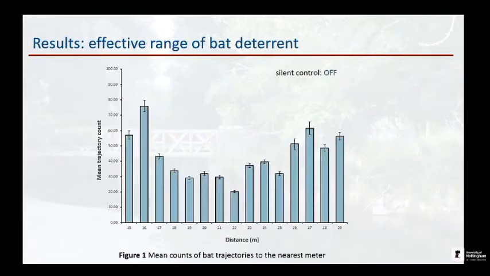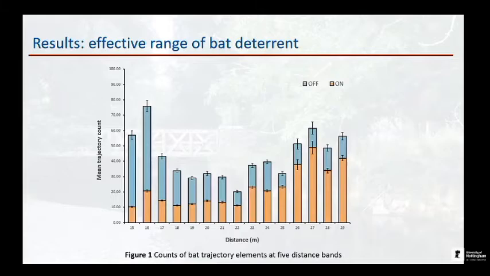So here are some results. On the screen, we've got the distance over 15 to 30 metres on the x-axis, and a mean trajectory count, so bat activity or bat passes, up on the y-axis. Now this is just the control data, so it's reasonably random, but also to do with where the bats were occupying before I put the deterrent noise on. So it gets a bit more interesting when I add the deterrent treatment.